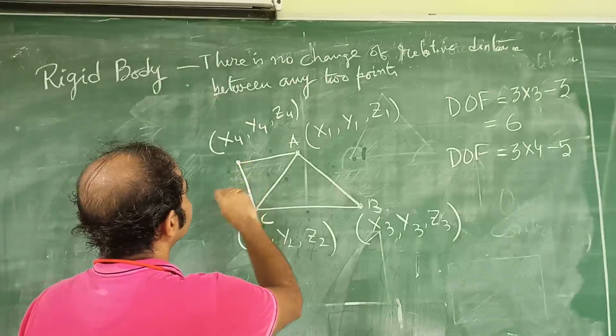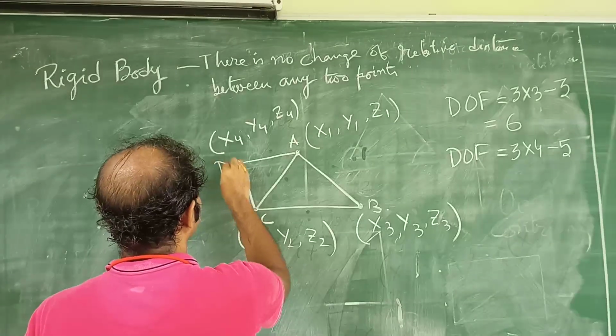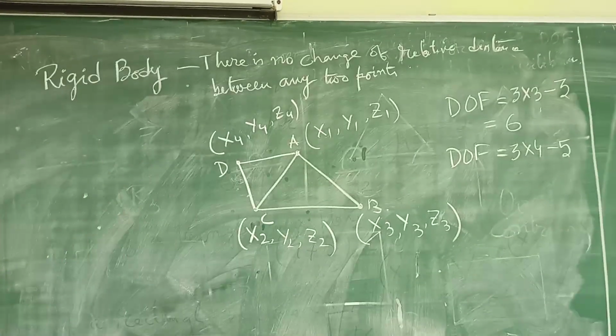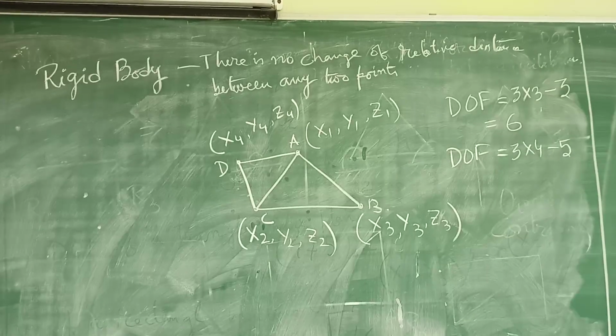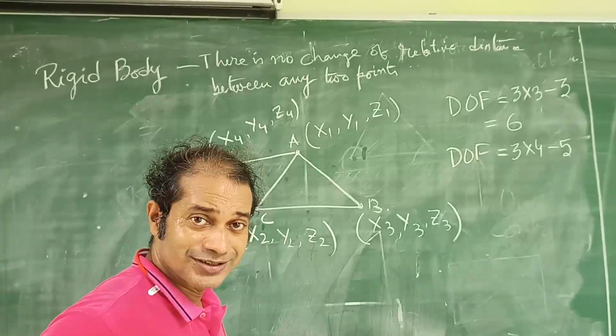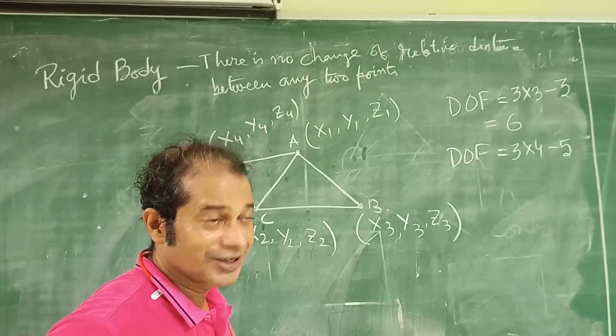Now let us take, let's say, this point is D. Now is the BD distance fixed? Have a think. Is the BD distance fixed? What will be your answer? Yes, you think? Is the BD distance going to change? Of course it is going to change. How?